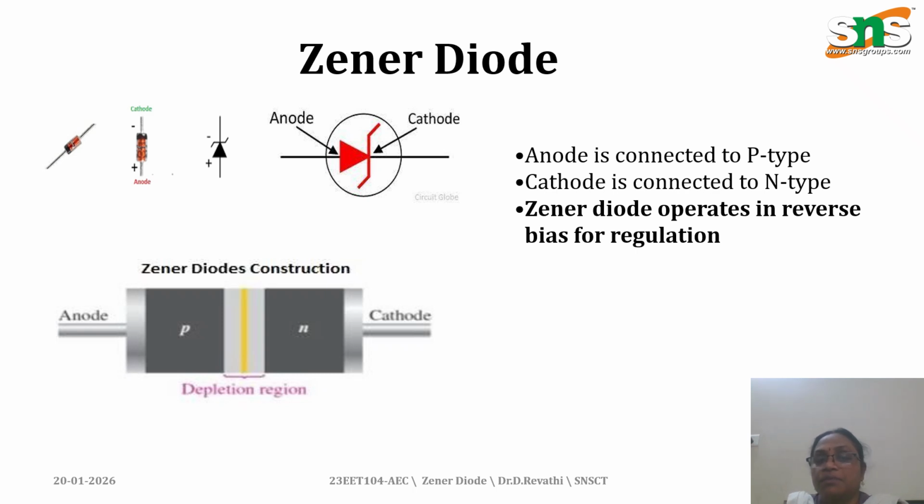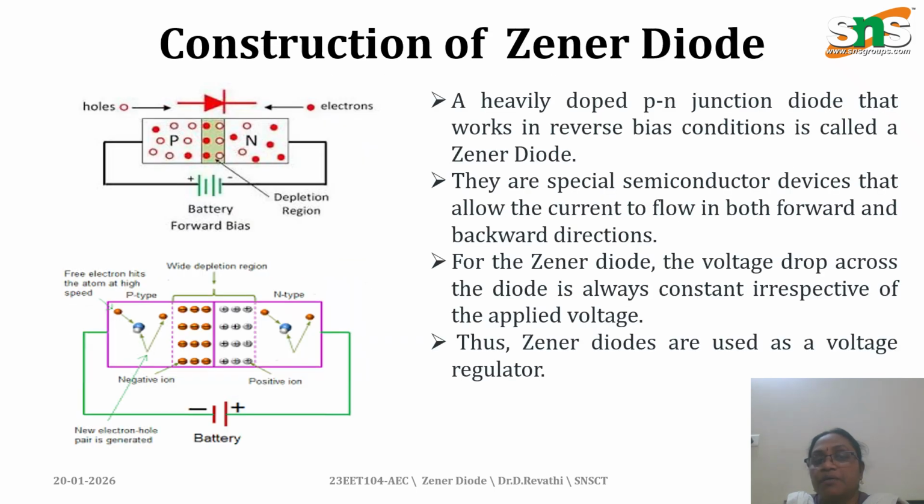What is the difference between the Zener diode and the PN junction diode? We know that a PN junction diode works only in the forward direction, but the Zener diode can work in both forward and reverse bias. How is it possible? If you dope the PN junction diode heavily, it can work in the reverse condition also.